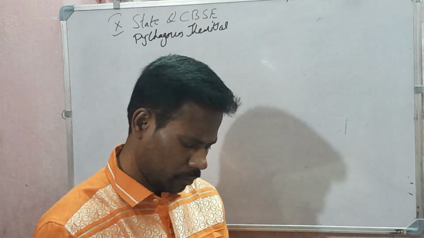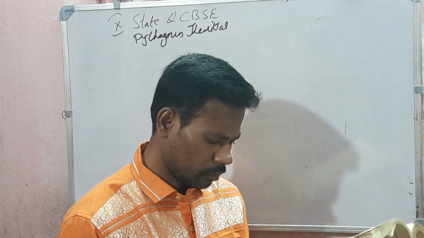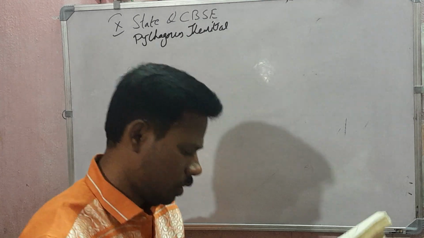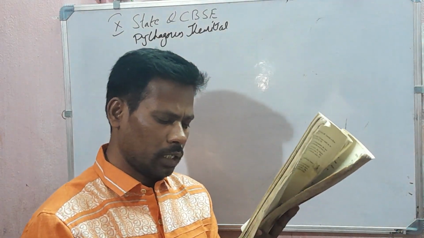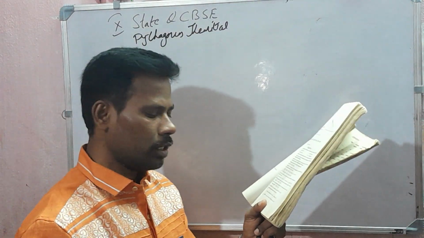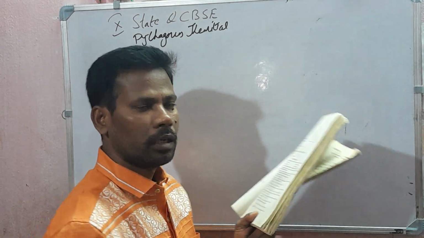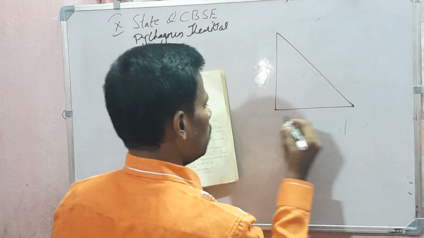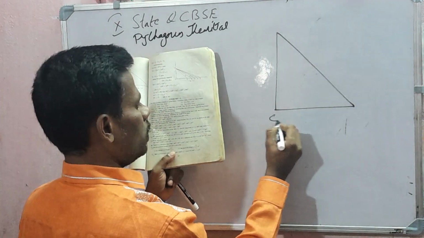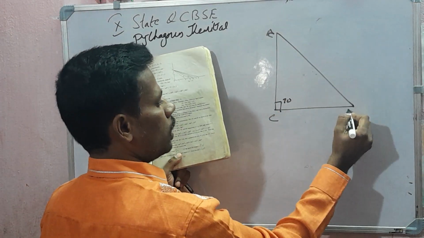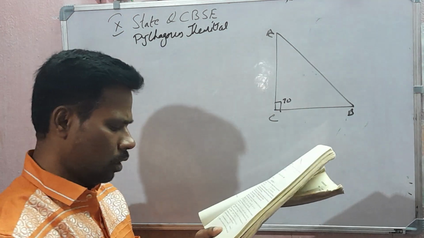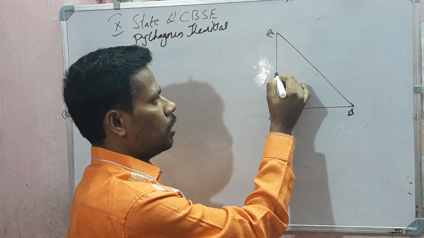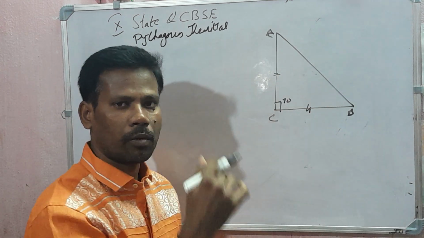Another question. This is a very simple question. ABC is an isosceles right triangle with right angle at C. So the other 2 sides become equal. ABC is an isosceles right triangle. It's a right triangle as well as isosceles. Isosceles means these two sides are equal. The hypotenuse will be the longest side, no?